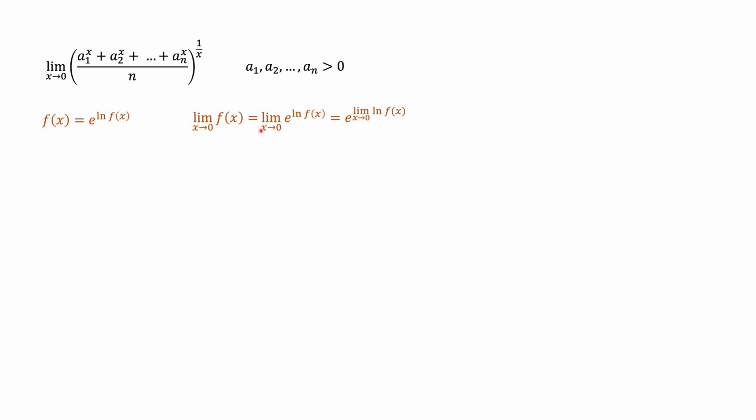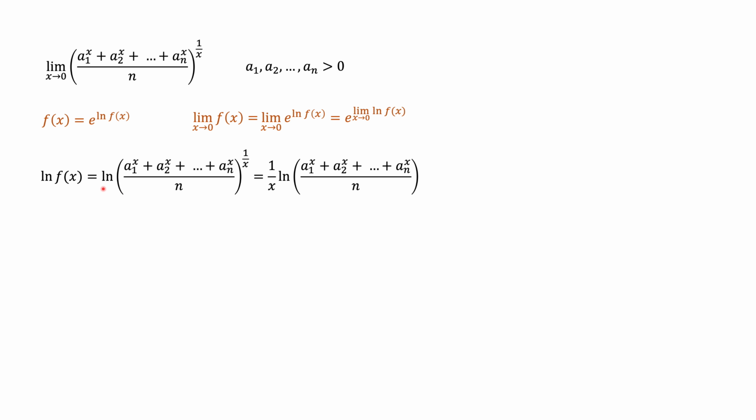So what we did here, we took a limit outside of the exponential function and put it inside of the argument. We can always do it for any function we want as long as that function is continuous, and this exponential function is continuous. So now what we need to figure out is how to calculate the limit of log of f of x. Before we do that, let's calculate log of f of x.